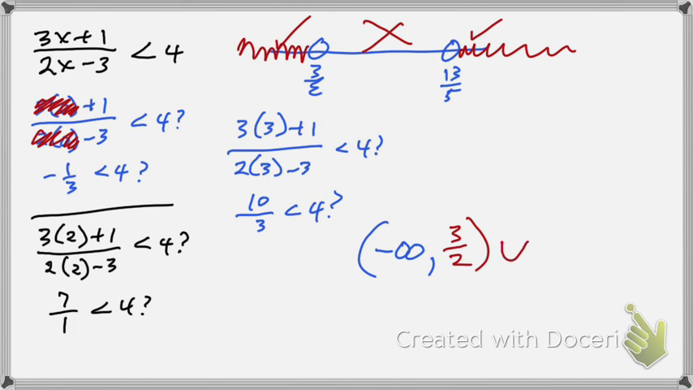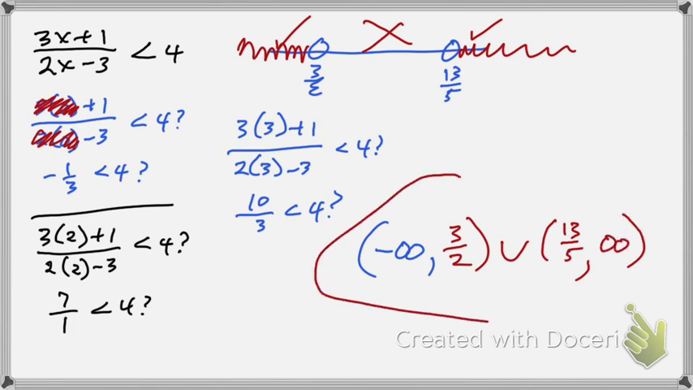And so really I'm talking about from here out and from here out. So then what's the biggest that piece could be? 3/2. Good. Can't reach it. And then union, the other side. On the other side, the smallest it can be is 13/5, but we can't reach it. Up to positive infinity, which we can't reach. So there's our answer right there. 2 pieces.